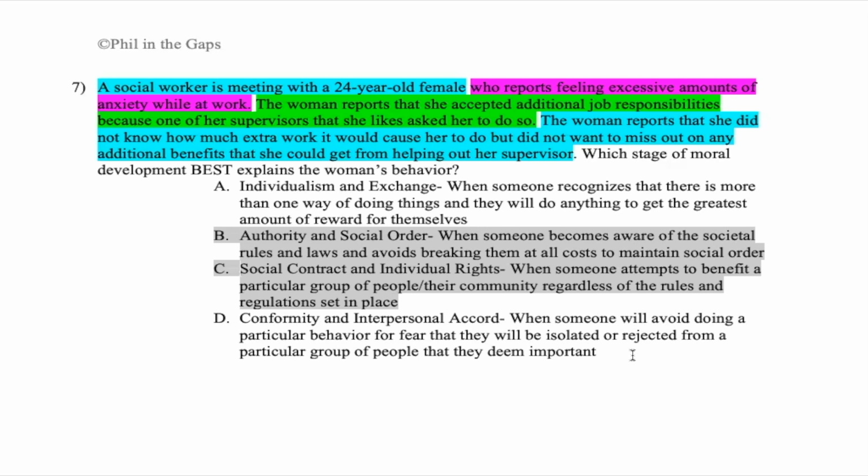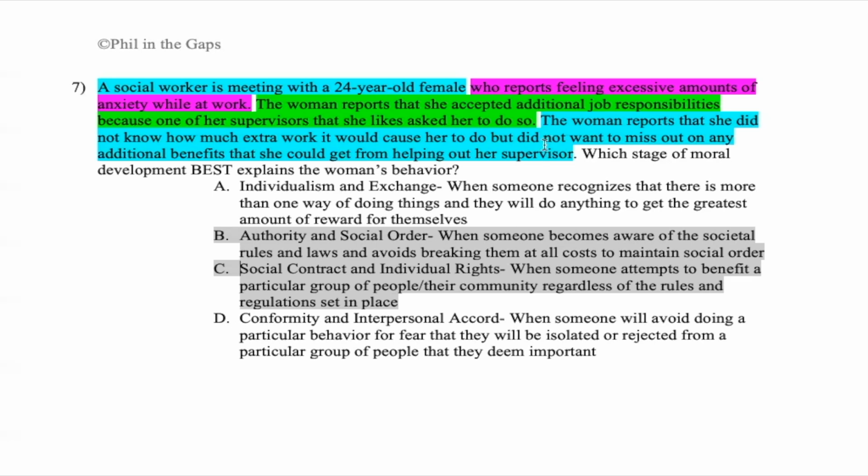Now we're in between A, individualism and exchange, where an individual gives up a part of themselves in order to get something in exchange for what they sacrificed, or D, conformity and interpersonal accord, where she's conforming to what a group of people are telling her to do in order to get acceptance. So let's look back at the question to make sure we're not making a mistake. We're working with a 24-year-old female, excessive amounts of anxiety while at work.